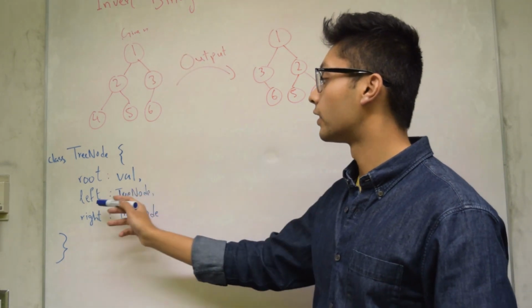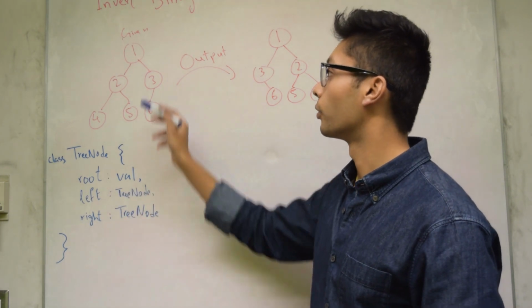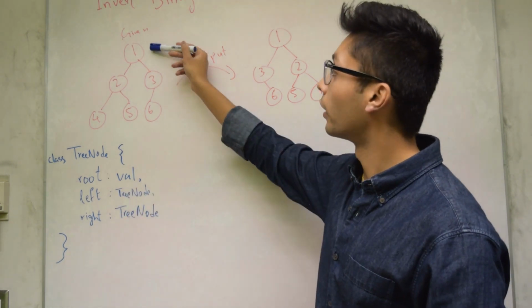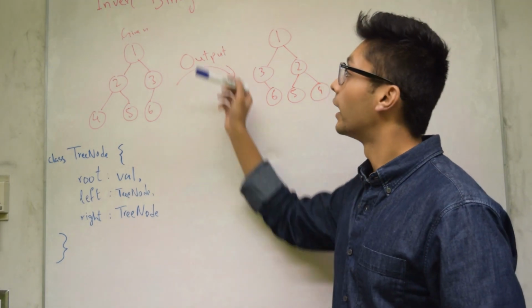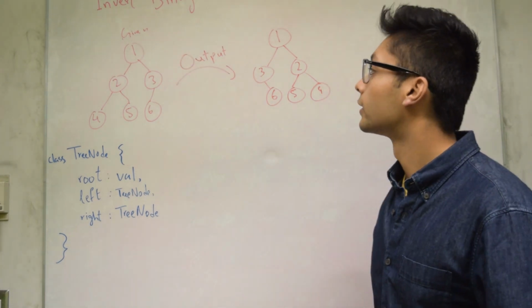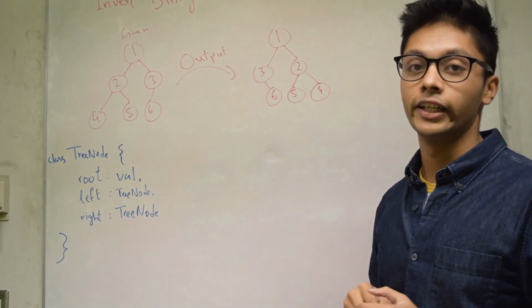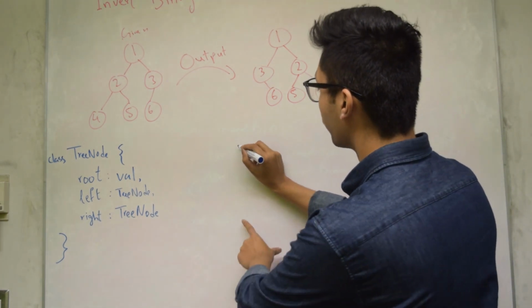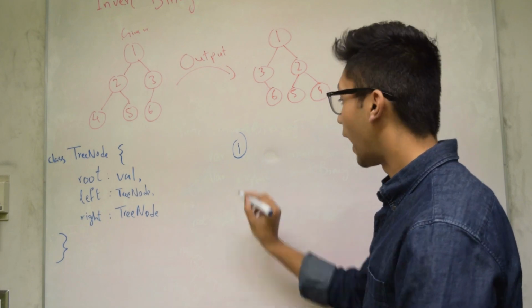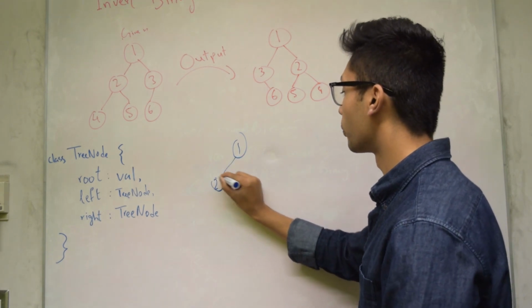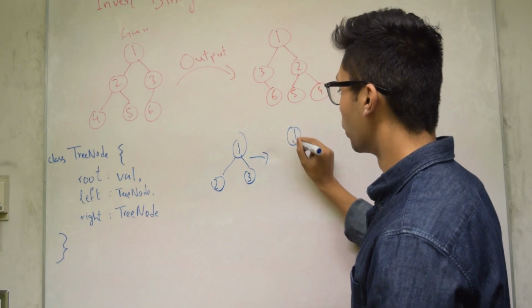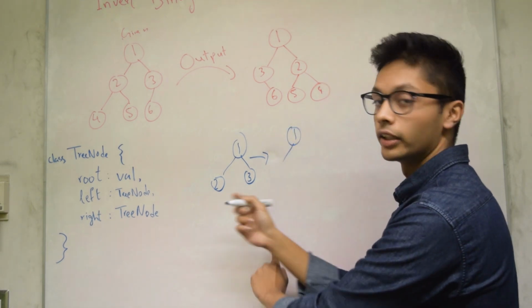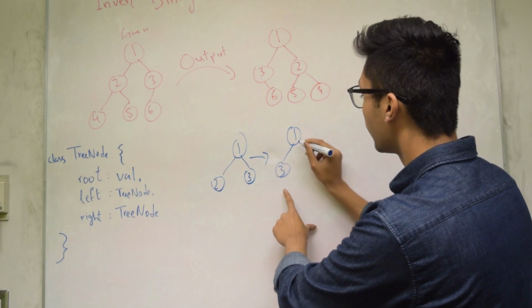It also has a left child, which is also going to be a tree node. The left child for 1 is 2. Similarly, it has the right child, which is also a tree node. In this example, it's 3. So for invert binary tree, all it wants you to do is, if you're given a tree node, let's say 1, and it has children 2 and 3, you return the tree node and you invert the children. So you get 3 and you get 2.